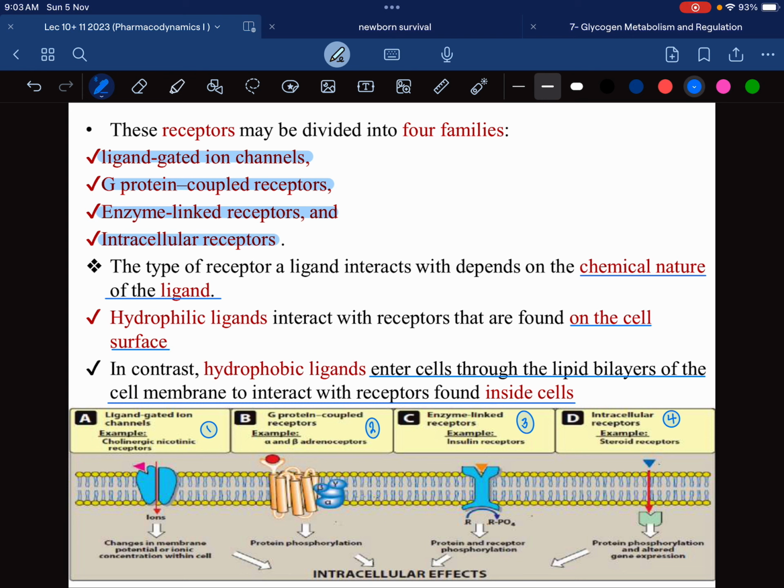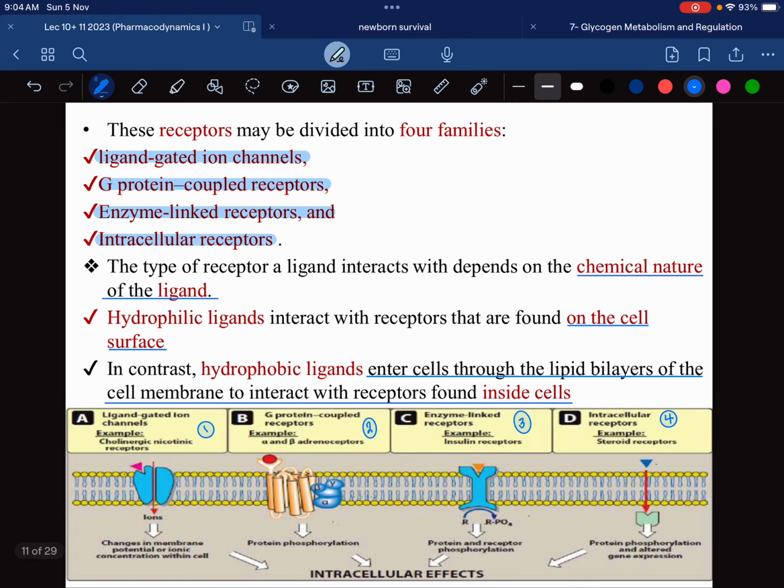Then there is a different type, the intracellular receptors. That means the drug should enter inside the cell, crossing the cell membrane, then the cytoplasm, then the nuclear membrane, until it reaches what? The intracellular receptor, like the steroid receptor.